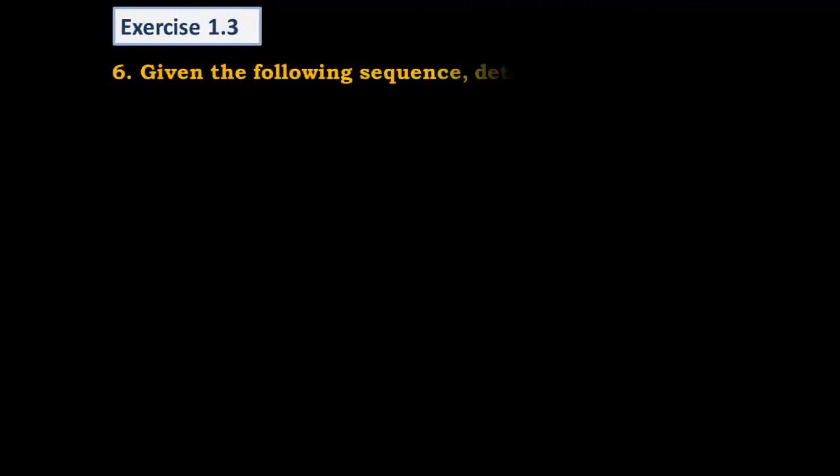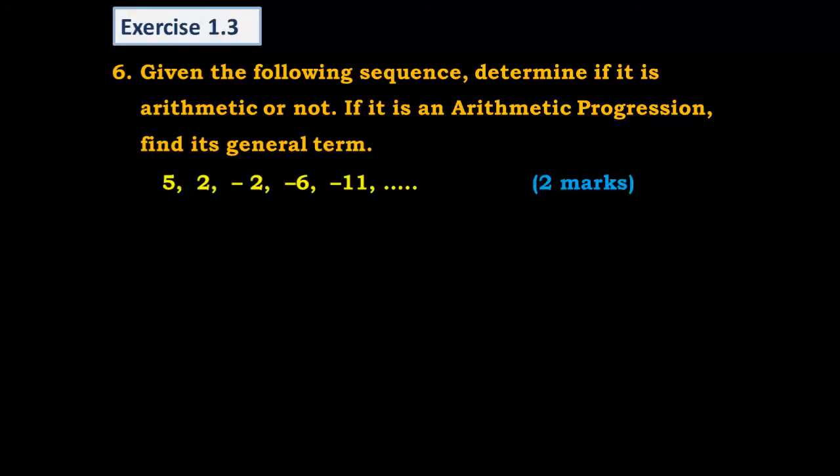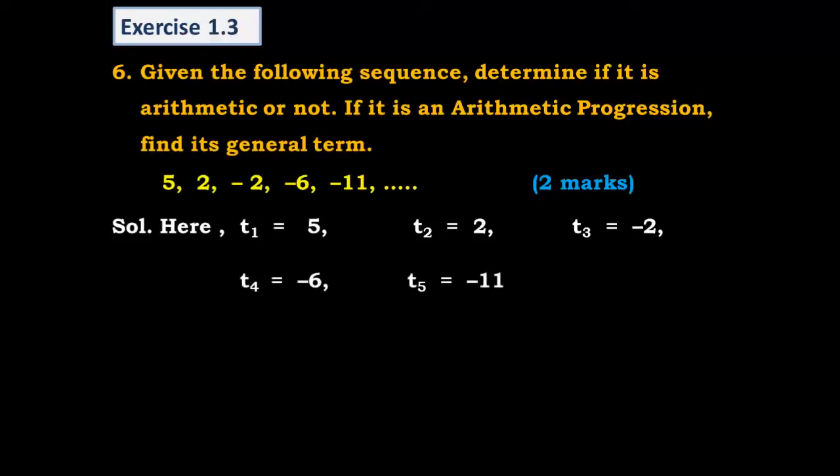Again, same: given the following sequence, determine if it is arithmetic or not. And if it is an arithmetic progression, then find its general term. Now see, the sequence is 5, 2, minus 2, minus 6 and minus 11. Now let us name these terms. T1 is equal to 5, T2 is equal to 2, T3 is equal to minus 2, T4 is equal to minus 6 and T5 is equal to minus 11.